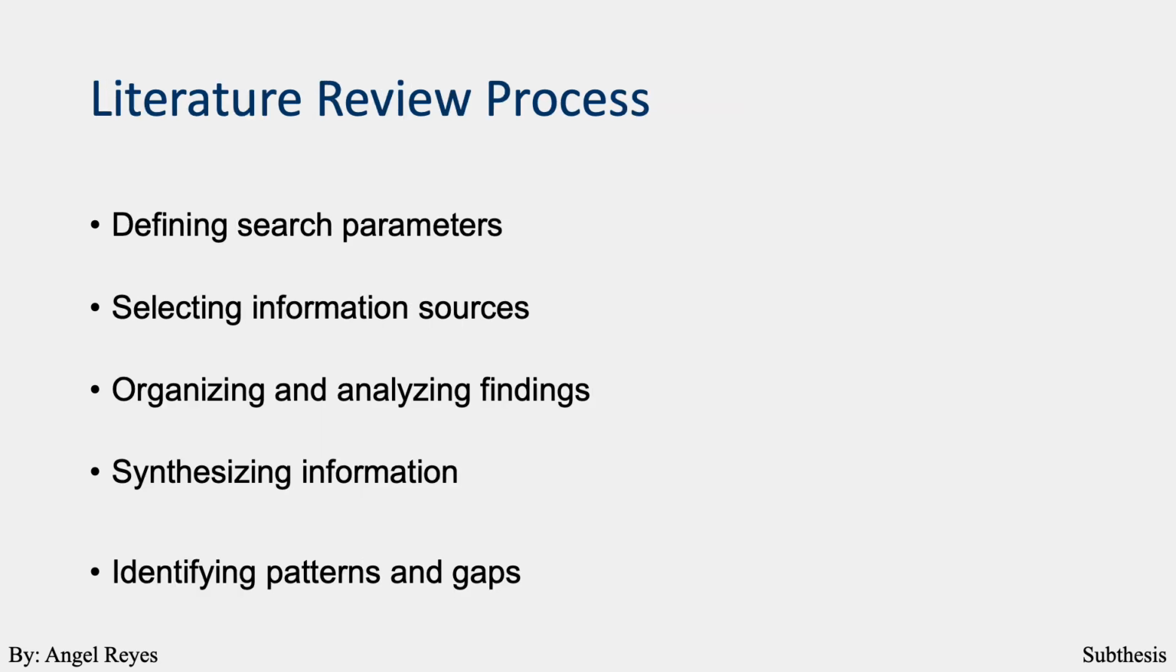The literature review process involves several key steps. It begins with defining search parameters, including key terms, inclusion and exclusion criteria, and time frames. Next, researchers select appropriate information sources such as academic databases, journals, books, and gray literature. After gathering relevant sources, organizing and analyzing findings becomes essential, often using tools like reference management software or matrices.